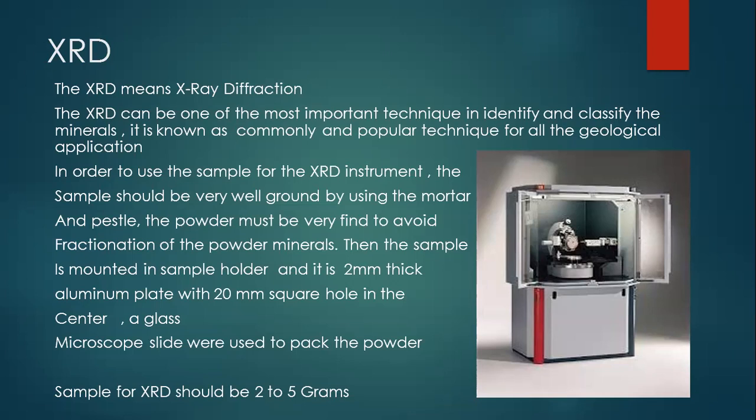Then the sample is mounted into a sample holder, and this sample holder has a thickness of 2 millimeters, made of aluminum plate with a 20 millimeter square hole in the center. A glass microscope slide was used in order to pack the powder and put it inside the X-ray instrument. And the sample for the XRD should be between 2 to 5 grams.